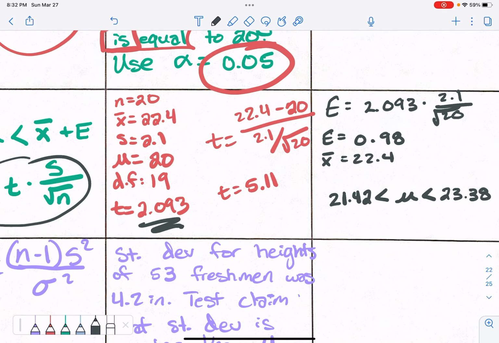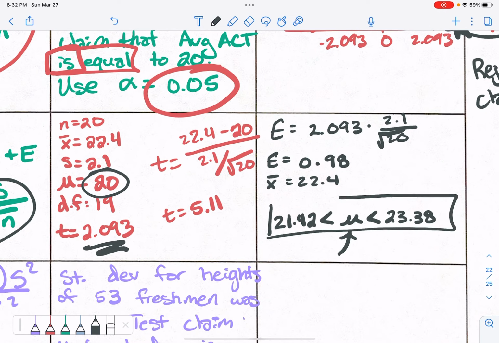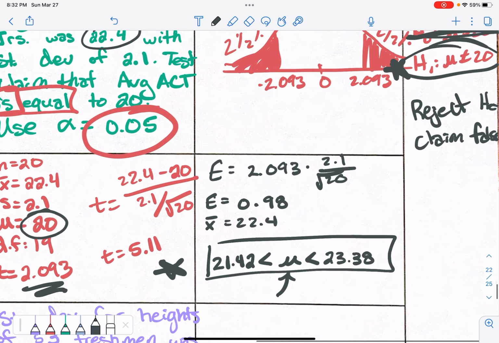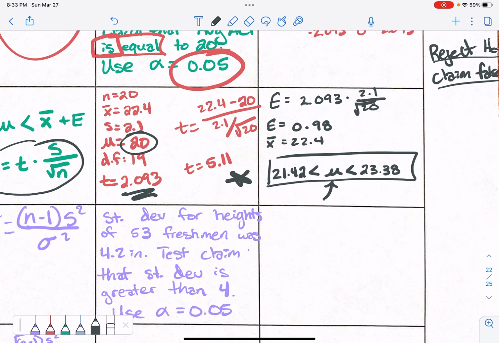Okay, and we're looking to see if our number, which was 20, that's what we're testing against, lives in there. And it does not, because this range is entirely outside; 20 would live over there. So again, that's going to be a reject, not equal to, because it doesn't live in there. So reject H naught, claim false. Same thing again. All right, last one: standard deviation.